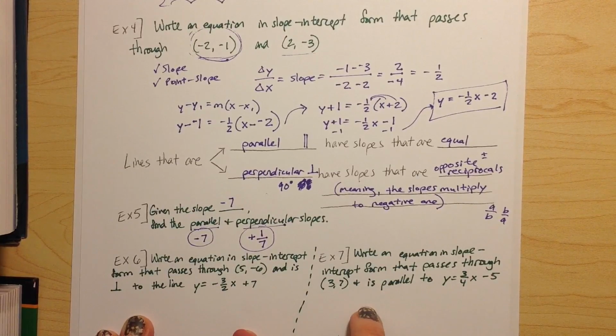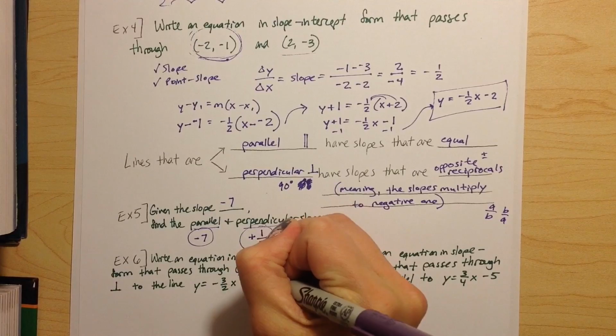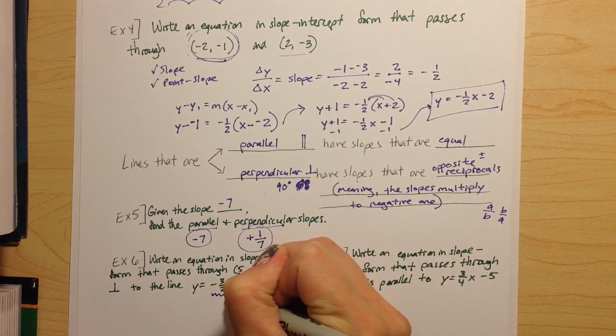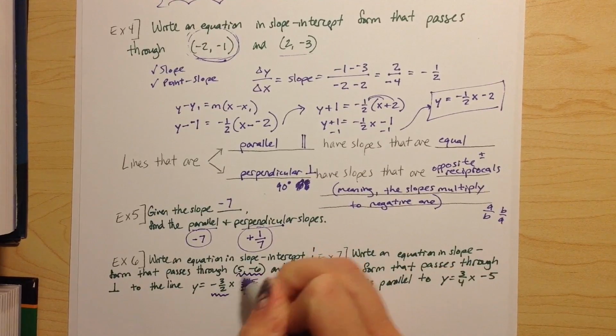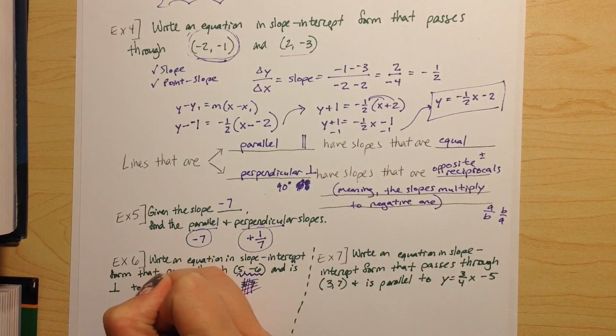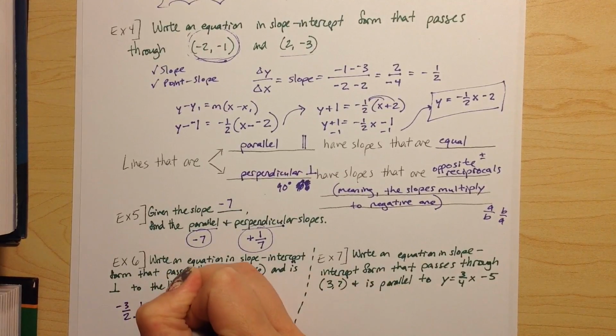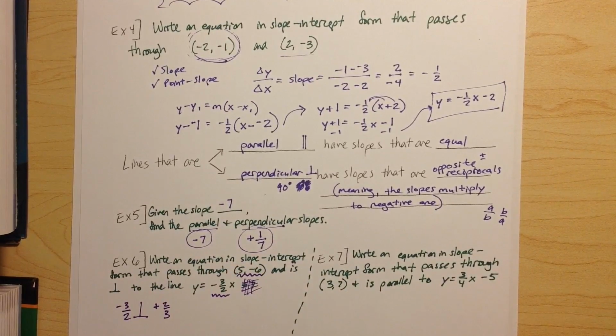So let's talk about these last two examples real quick. Write an equation in slope-intercept form that passes through 5, -6 and is perpendicular to y equals -3/2 x plus 7. So I know it's perpendicular, I know it has to pass through 5, -6. Something important here is this point and this slope, but this +7 really isn't important at all. If it's perpendicular to -3/2, perpendicular to that is going to be +2/3. So I need a slope of 2/3 going through the point 5, -6.